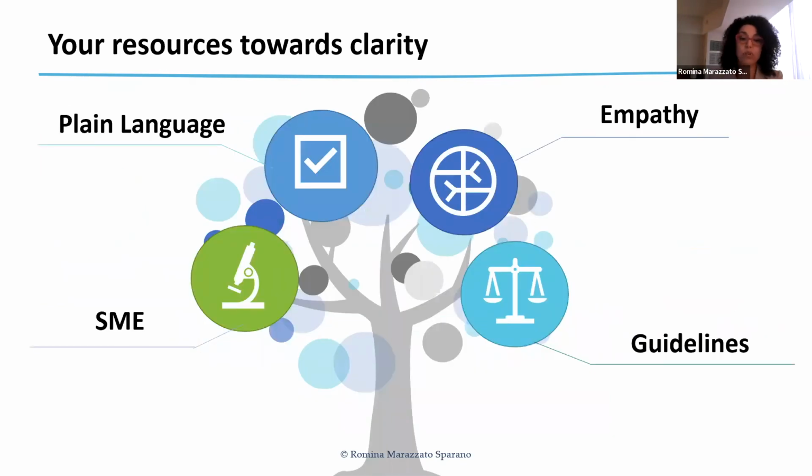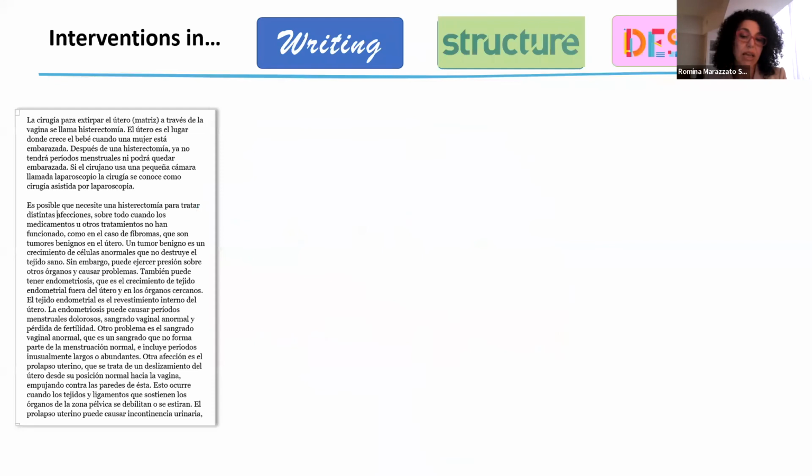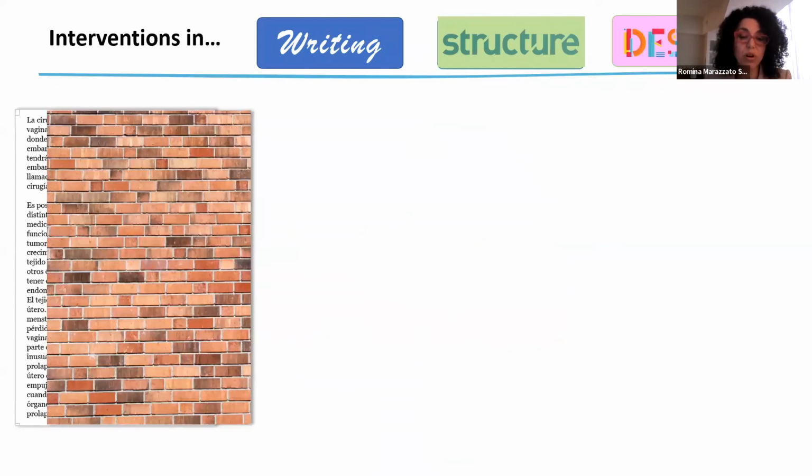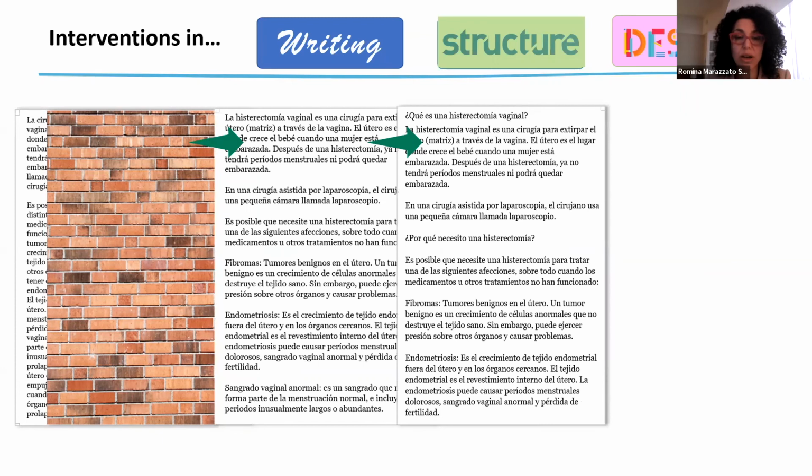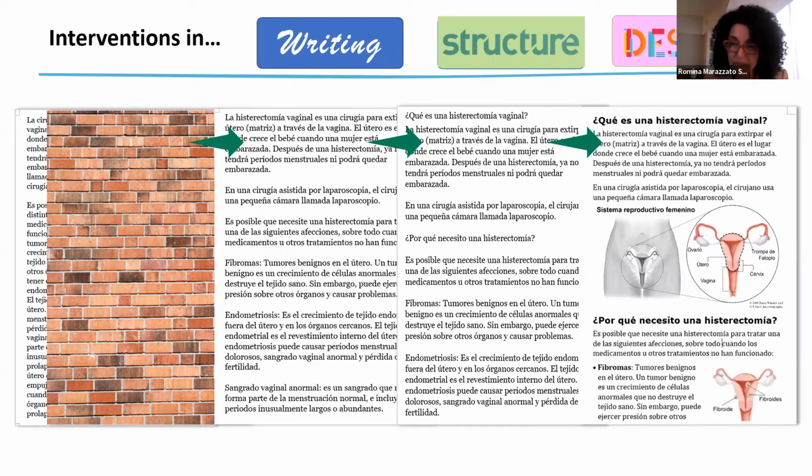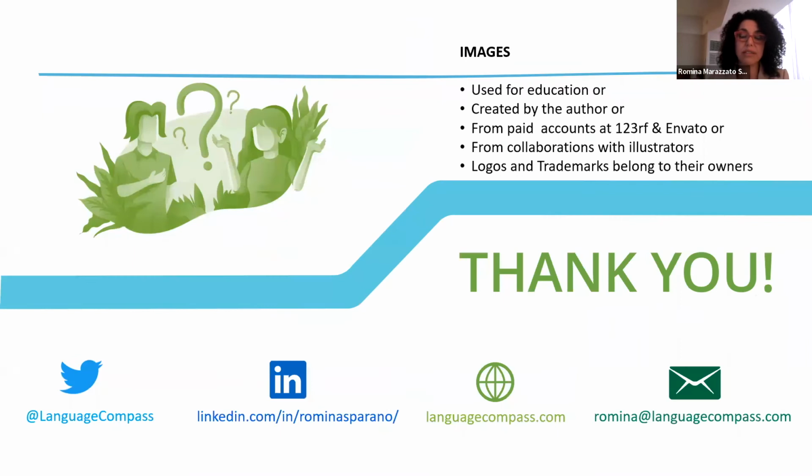So these are your resources that we talked about today. Plain language, definitely your subject matter expertise, guidelines that come from the plain language world, and empathy in communication through bias-free language. The interventions can help you go from a wall of text to text that has meat in its wording, guidance in its structure, and support in its design. So with this, I thank you all, and we can go to some questions and answers.